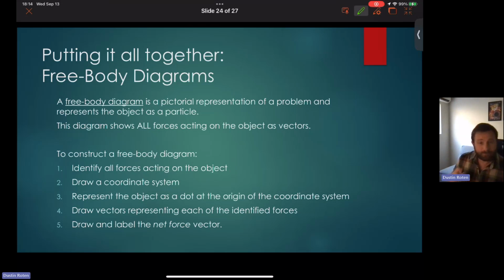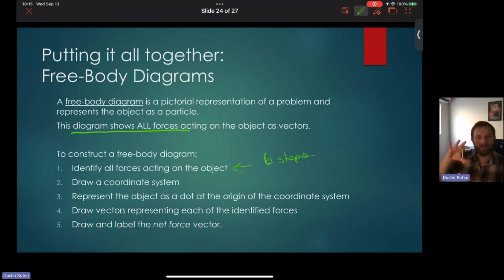Now we're going to talk about a free body diagram, which is essentially just a pictorial representation of a problem and the forces acting on the object in the problem. This diagram shows all forces acting on the object. To construct a free body diagram, we want to identify all the forces acting on the object. Well, we've done that in our big six-step process earlier. So really, these are going to be the six steps from earlier. You should be able to do those pretty quickly, no big deal.